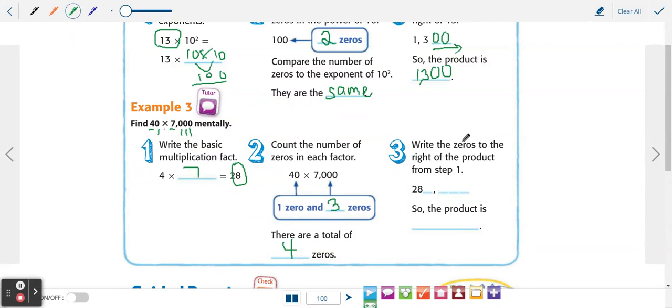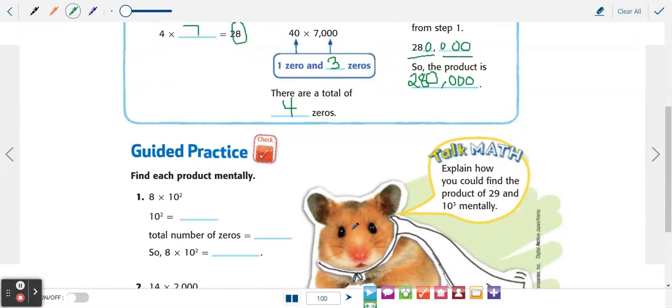So step 3 is to write the zeros to the right of the product from step 1. 28 plus my 4 zeros. Separate the ones period from the thousands period with my comma. So the answer to this very big math problem that looks really hard is 280,000, which you can do without a calculator.